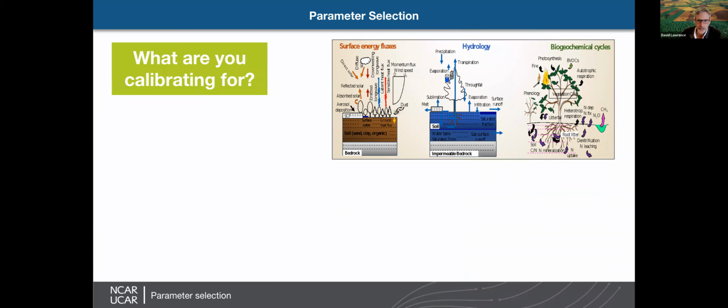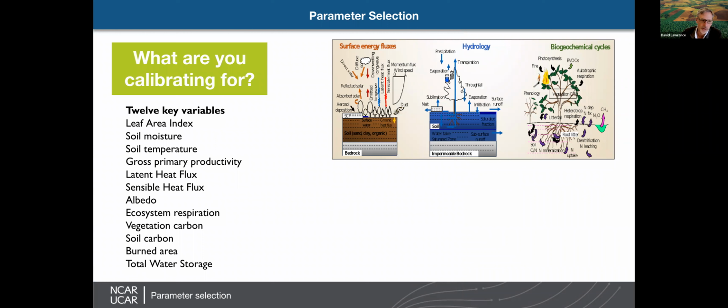So, the first question is parameter selection. What are you calibrating for? Obviously, it much depends on your variable. And when we were first talking about this, I was probably being overly ambitious and saying, we're going to try to calibrate for everything all at once. Let's do it. Just go big. Daniel and Katie, and the rest of the PPE working group, talked me off of that cliff.